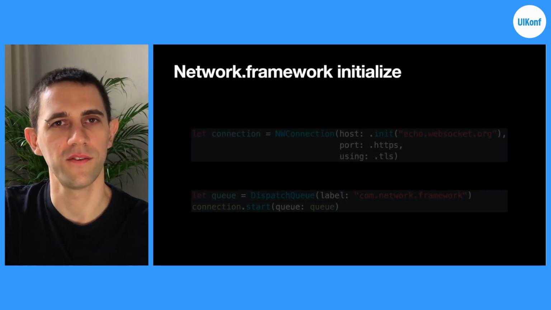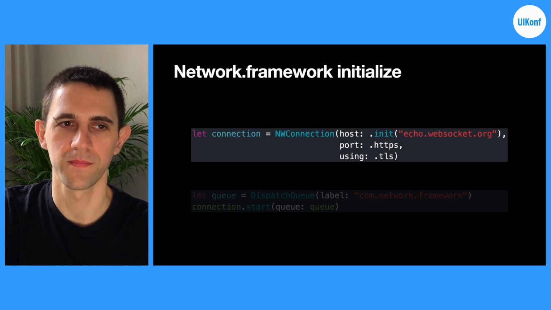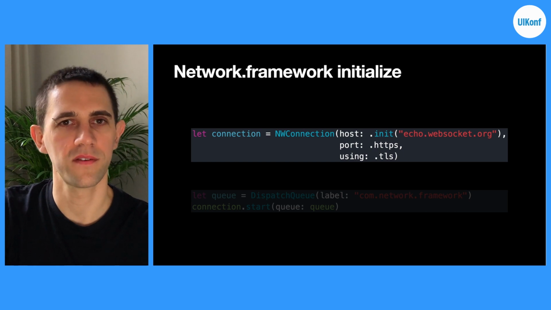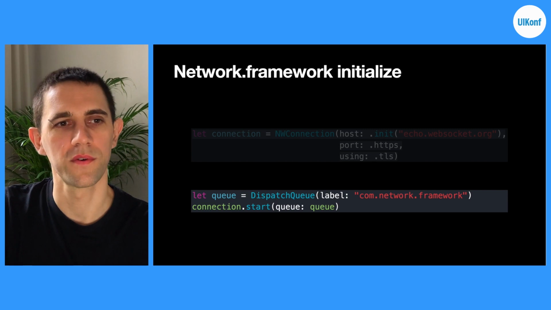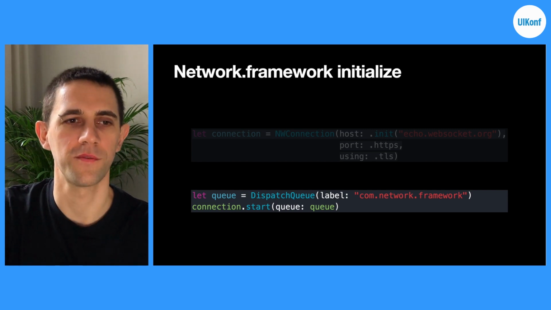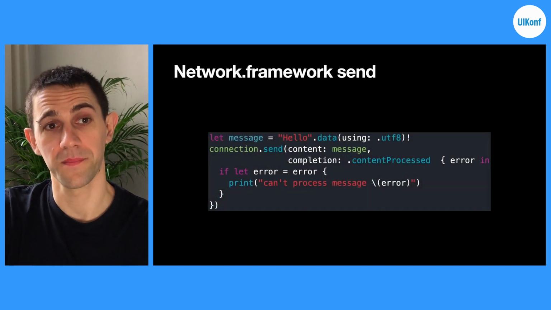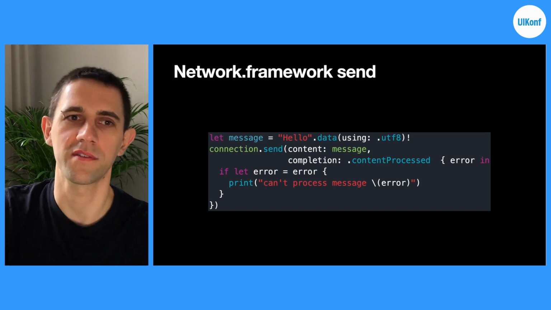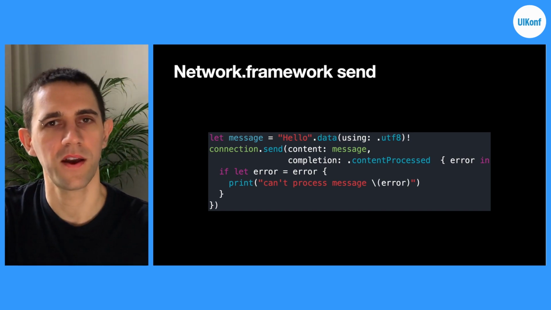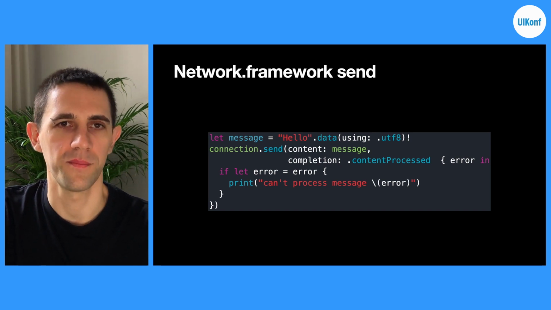Let's see how we can use Network.framework in code. At first we create a connection using the host, HTTPS and TLS. Then on the queue, we start the connection, so we're opening the socket. And once we want to send something, we just encode it to data. So we encode hello to data and send it over using the send method. And we have a completion closure, where you can see that everything has been processed correctly.